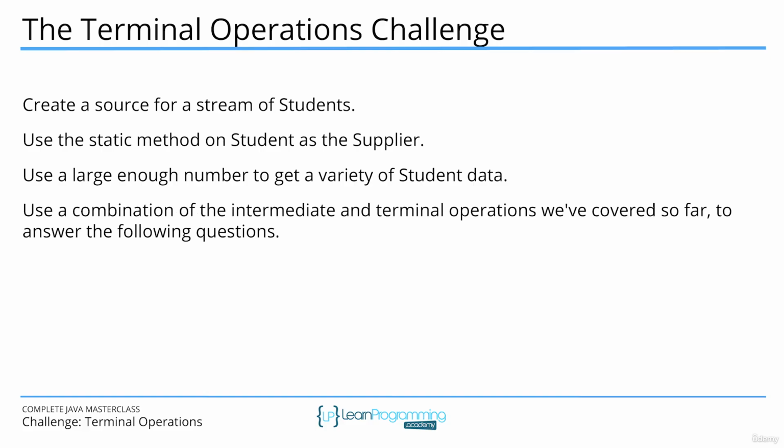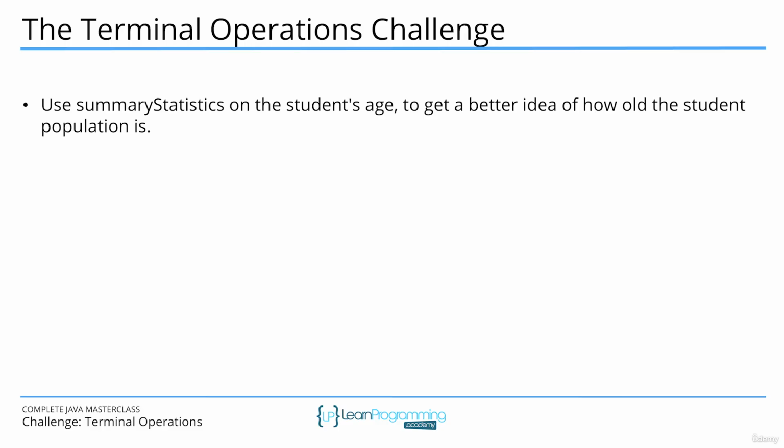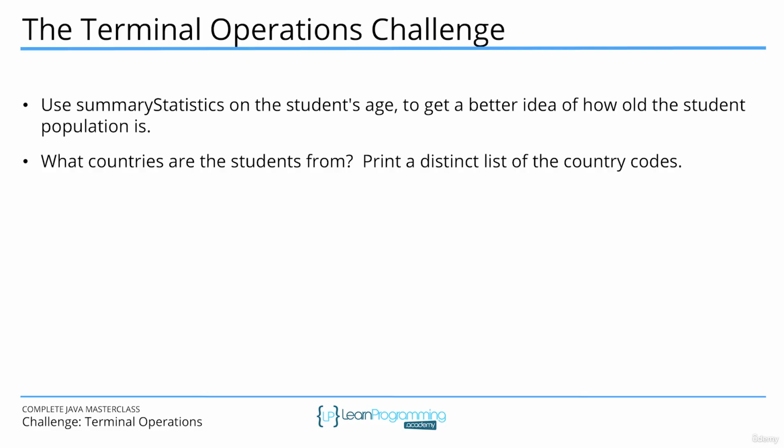Use a combination of the intermediate and terminal operations we've covered so far to answer the following questions. How many male and female students are in the group? How many students fall into the three age ranges: less than age 30, between 30 and 60, and lastly, over 60 years old? Use summary statistics on the student's age to get a better idea of how old the student population is. What countries are the students from? Print a distinct list of the country codes.